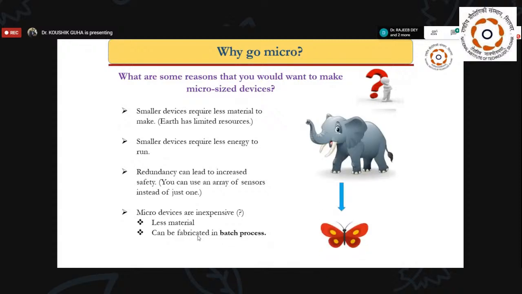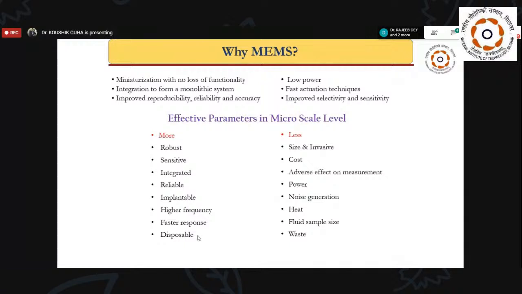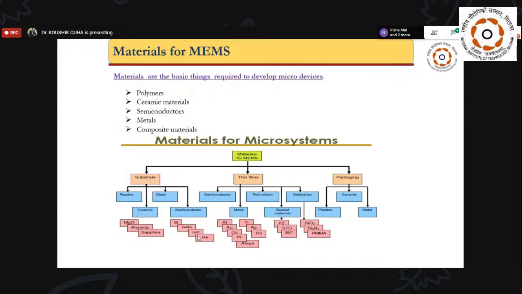Now, what are the disadvantages? There will obviously be some, like the adverse effect on measurement, that can be one issue. Then power dissipation in a small device can also be one of the issues. Noise generation, heat generation, the waste also. So these are all issues that are also in the news. But people are working to address this type of issues. So it will be, I think, removed very soon.